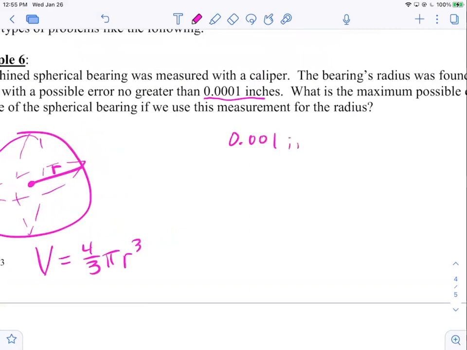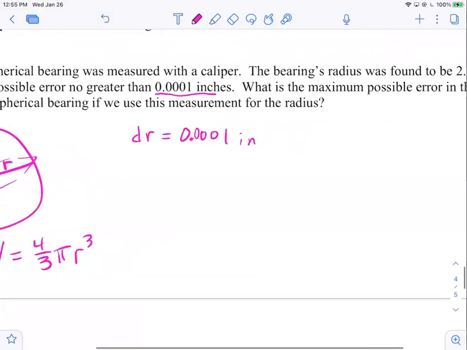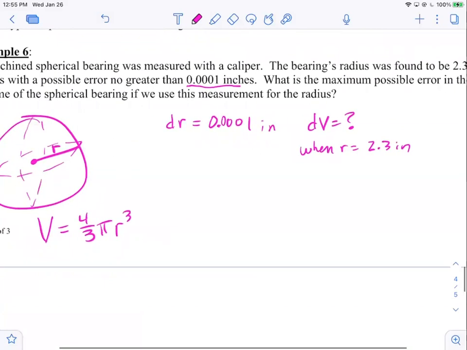0.0001 inches is the variation on the radius. So this is going to be your differential of r. That's the differential of the radius. We want to figure out the maximum possible error in the volume. So we're looking for the differential of the volume. That's what we want, when r equals 2.3.